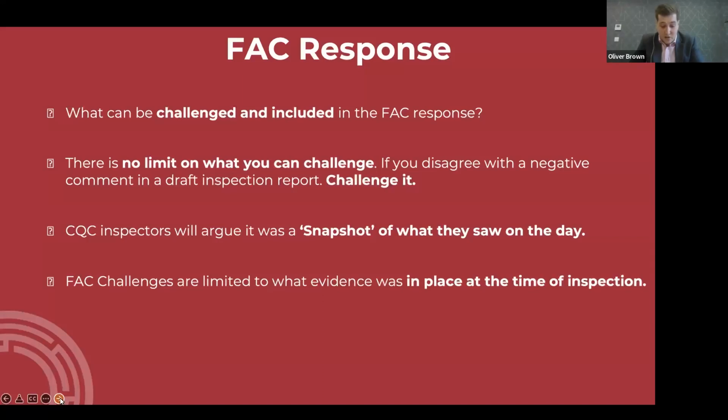In instances where the provider agrees with the CQC assessment, it's sometimes important not to just accept it, but also to explore the proportionality of that finding, explain any mitigating circumstances, and explain why this has occurred, for context. This will not necessarily remove the allegation, but it certainly helps provide context to what's happened, and they may take that in. So I mentioned before, it's going to be a snapshot of what was in place at the time of the inspection.